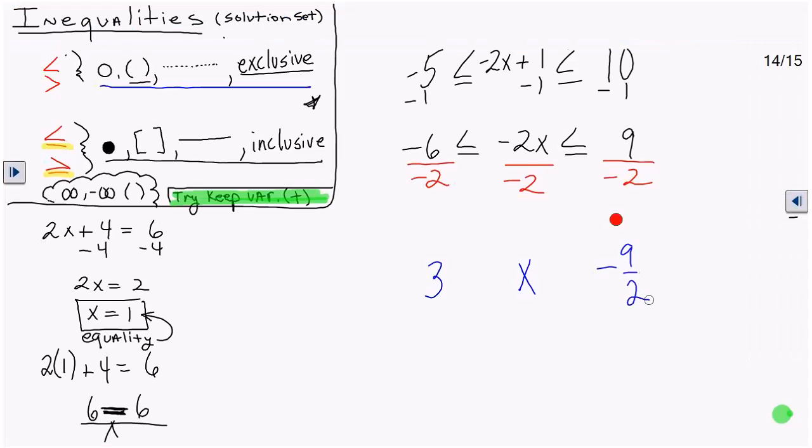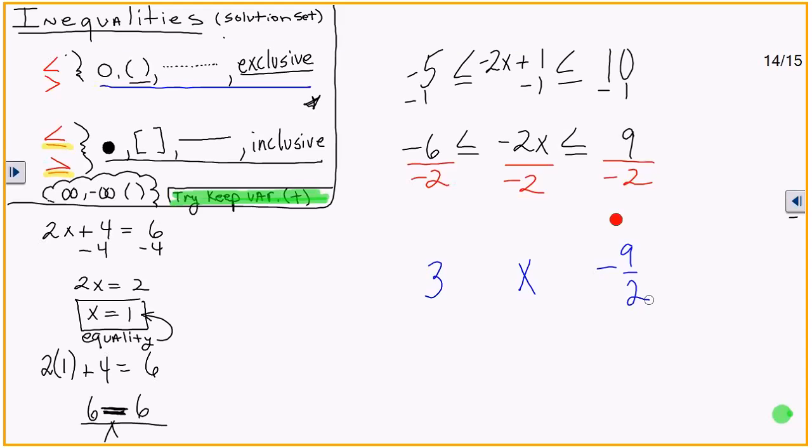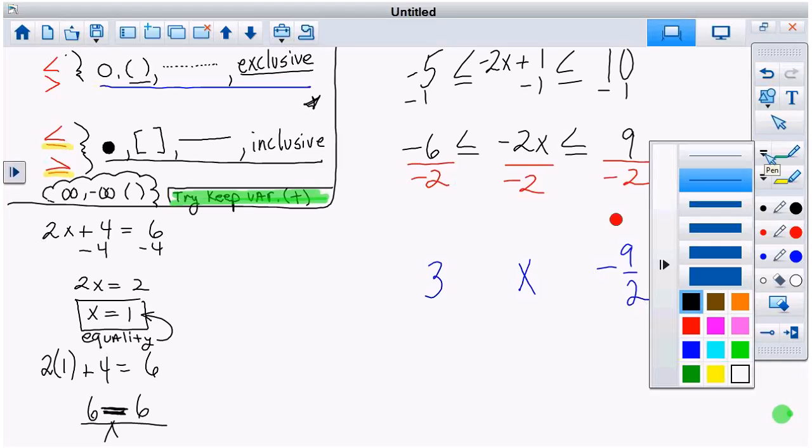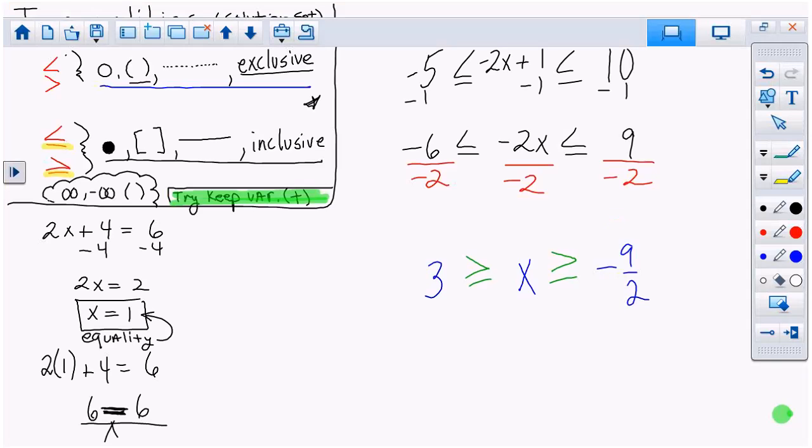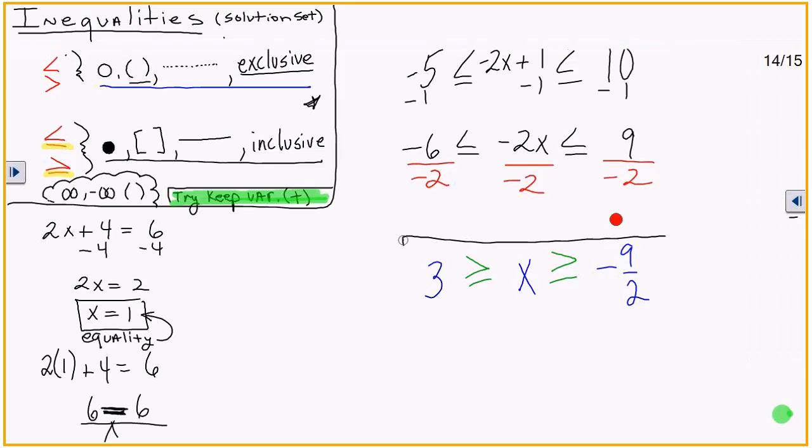Not only does it change the signs in blue, because this is a positive, this is a negative, this is a positive, but it also, and I'm going to do this in green, flips the inequality. And that is your answer. And of course, you graph it like this.